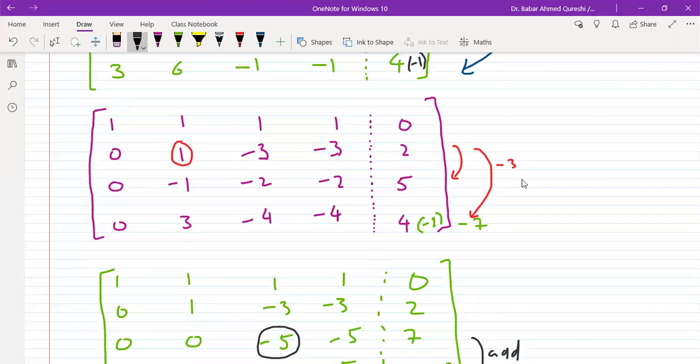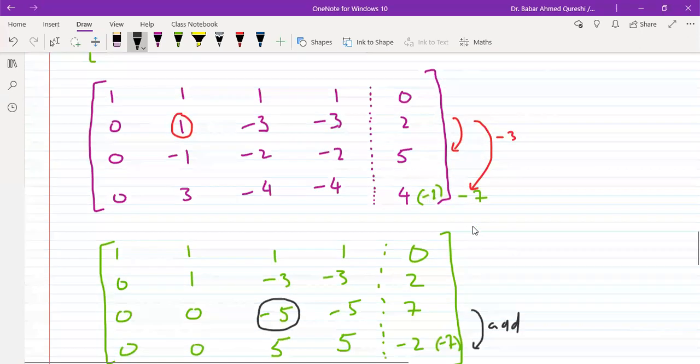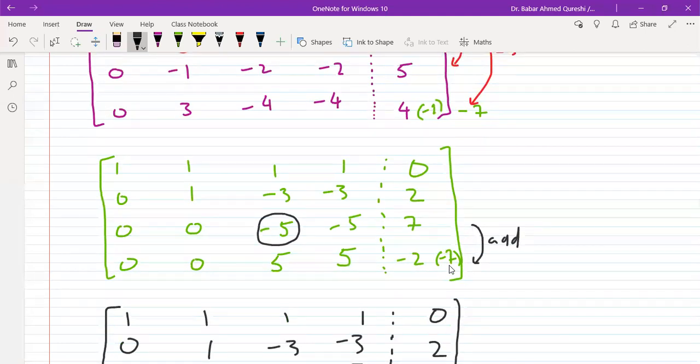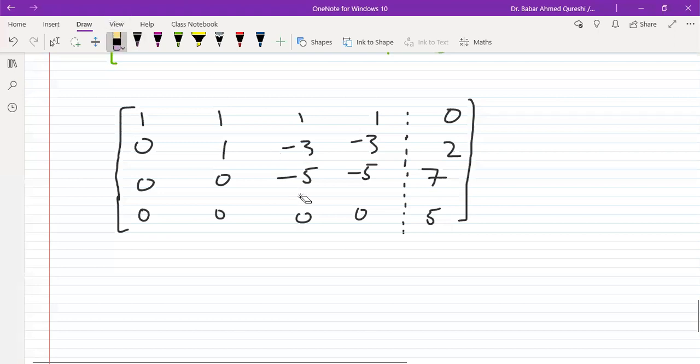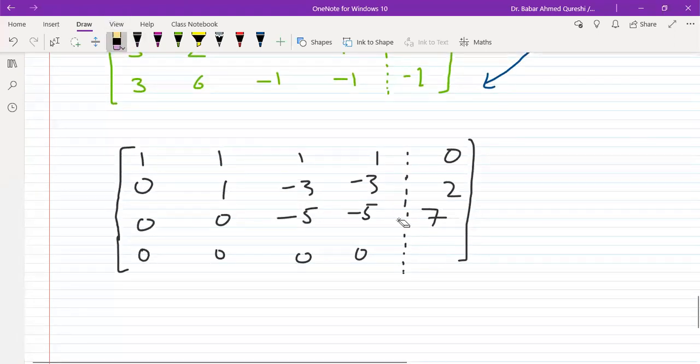But in the next step, I'm adding -3 times 2 to this number. This time it gives me -6 plus -1, which gives me a -7, which I have written over here. And in the last step, when I went to my echelon form, I just added these rows. So when I do that this time, I get a 0. So this is my echelon form for the new system.